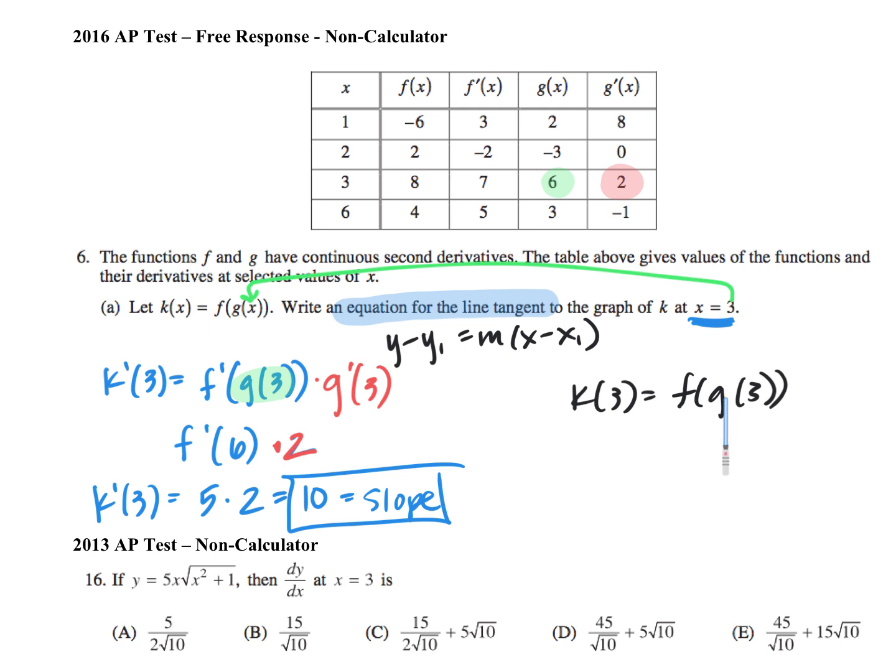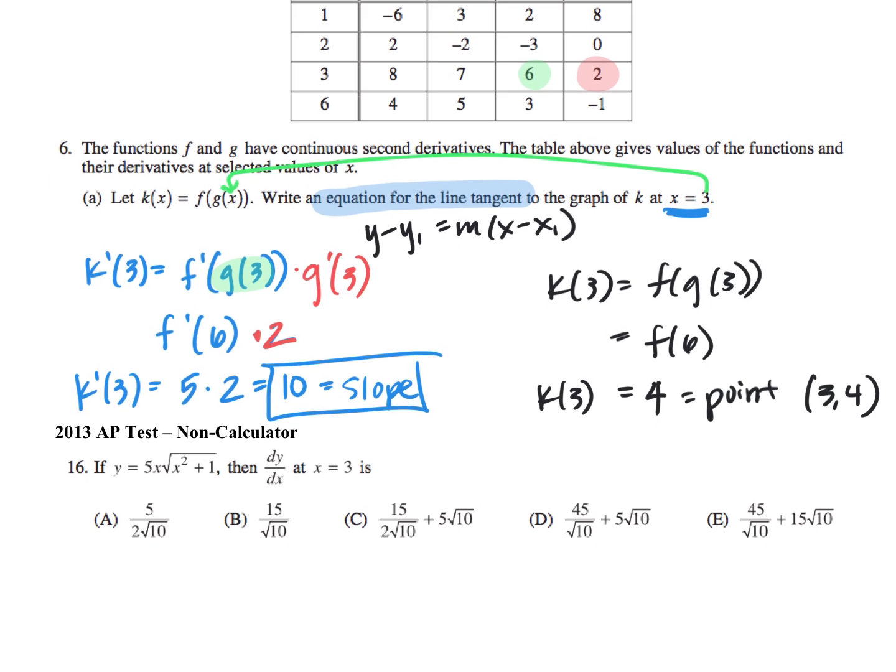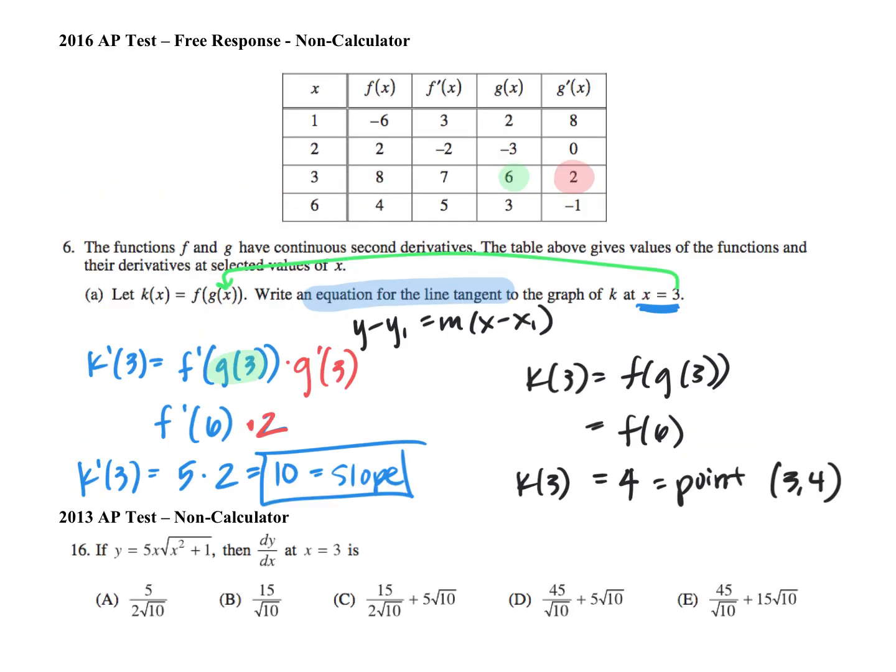And you're saying we already knew what g of 3 was, or we could look back in our table. G of 3 was 6. So k of 3 would be f of 6. F of 6, is that a thing? Yeah, f of 6 is 4. So now we have a point and we have a slope. What does that look like on the graph? Y minus, yeah, equals my slope of 10. Boom.